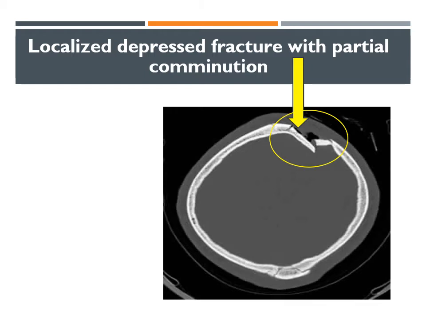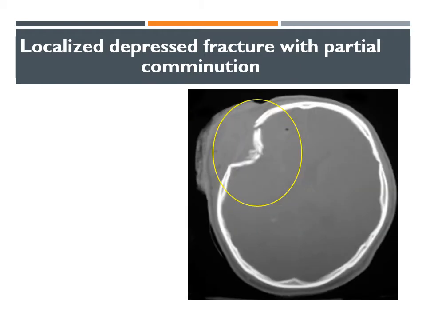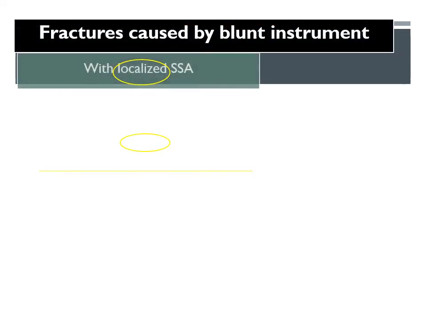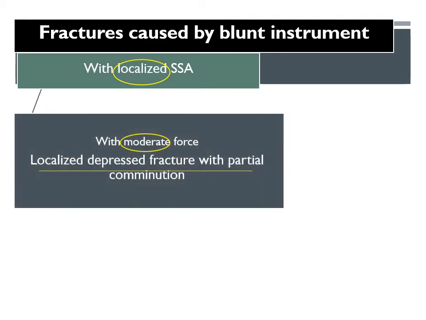This type of fracture is caused by a localized striking surface area of a blunt instrument with moderate force. Also, it is localized depressed fracture with partial comminution. It is a CT picture. So again, fracture caused by a blunt instrument with localized striking surface area with moderate force is localized depressed fracture with partial comminution.